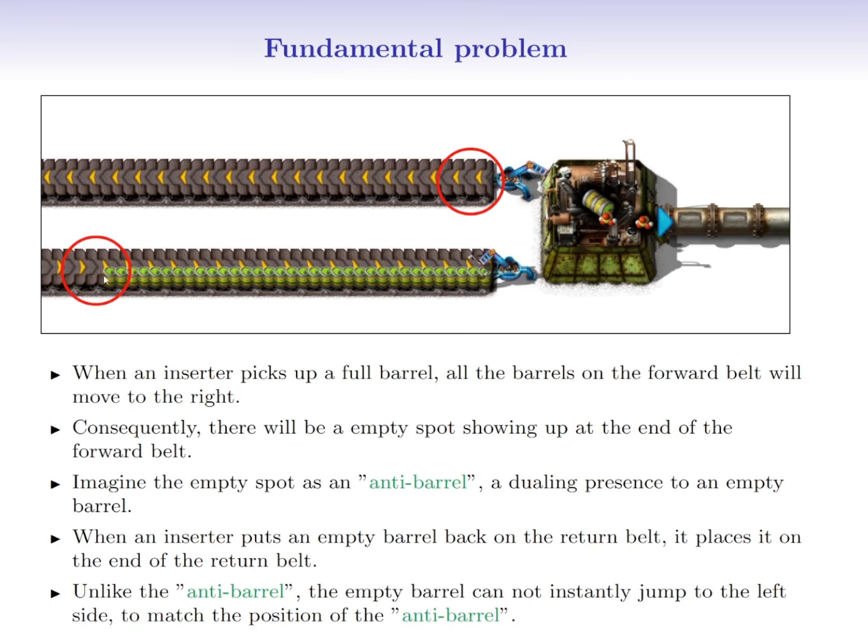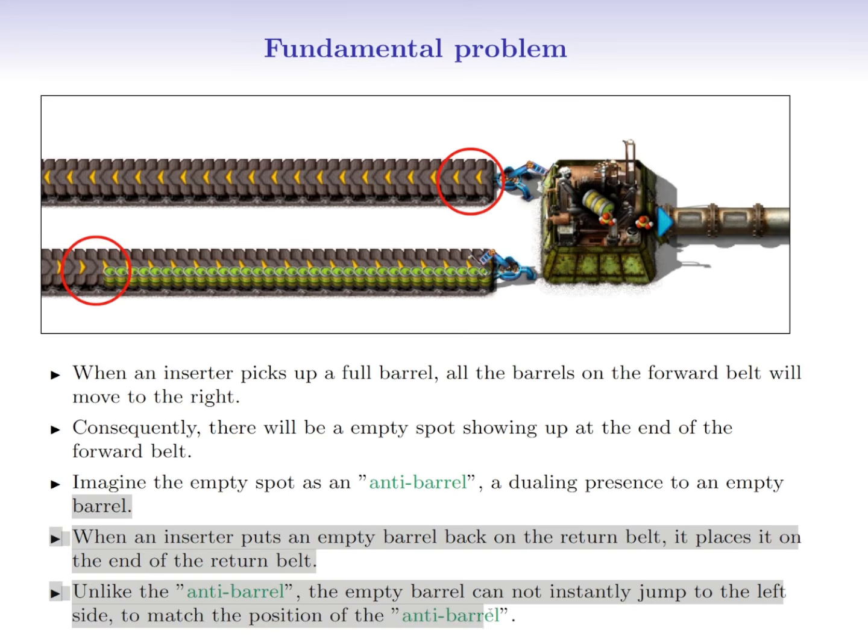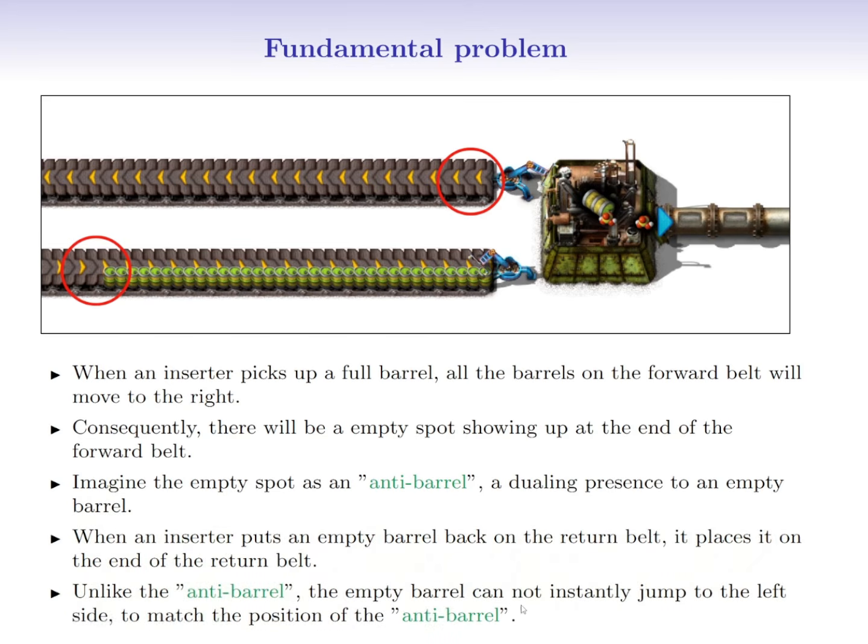But the gap, when you pick it up, it was here, and then everything shifts to the right. The gap instantly teleports to the end of the chain. While the empty barrel cannot instantly teleport, it has to go through this slow belt to get to the left. And this, I believe, is the fundamental reason of the problem caused by the barrel flux.